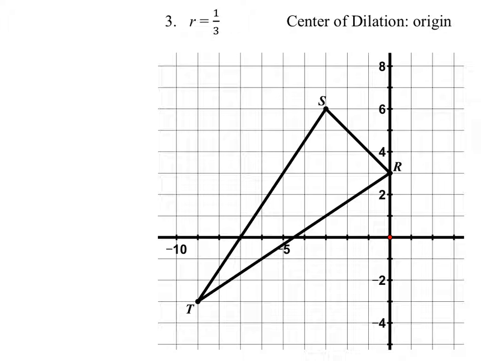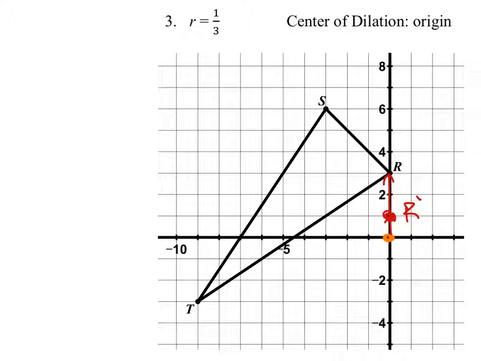So on number 3, once again, we got a center of dilation at the origin. So we'll identify that. And now we've got a scale factor of 1/3. So for example, R, which is 3 away, we're going to take 1/3 of that, which is 1 away, and it's just straight up, so this point would be R prime. It's kind of the same thing as dividing by 3, if you want.